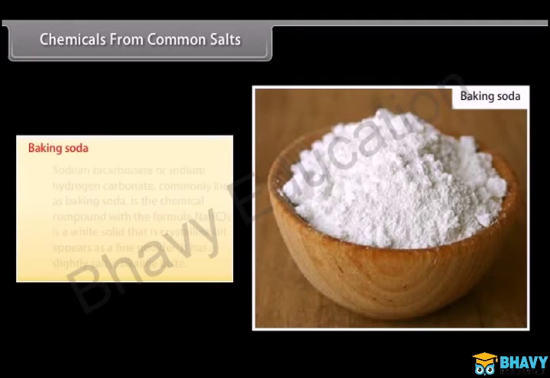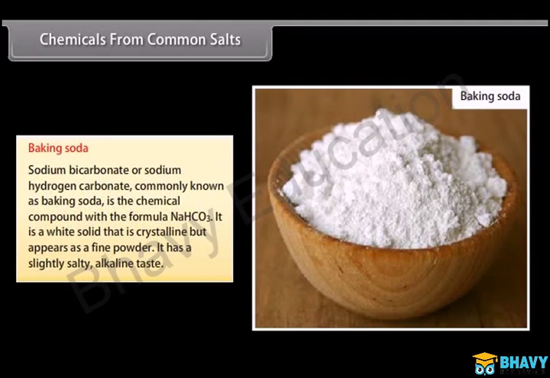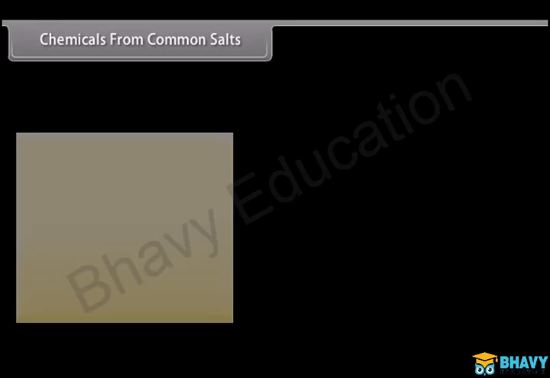Baking soda. Sodium bicarbonate, or sodium hydrogen carbonate, commonly known as baking soda, is the chemical compound with the formula NaHCO3. It is a white solid that is crystalline but appears as a fine powder. It has a slightly salty, alkaline taste.